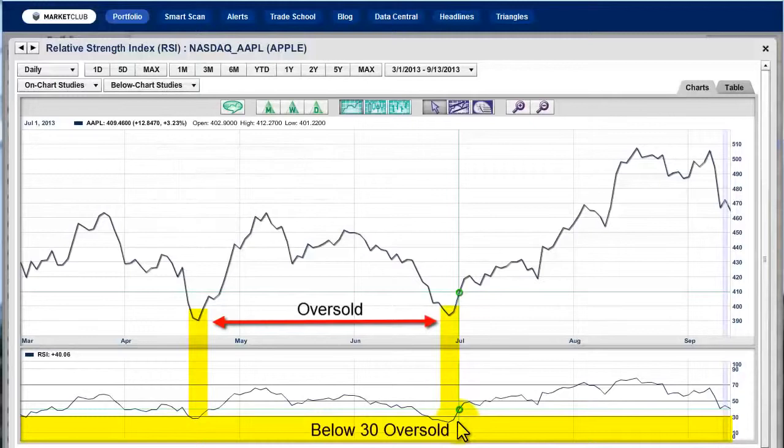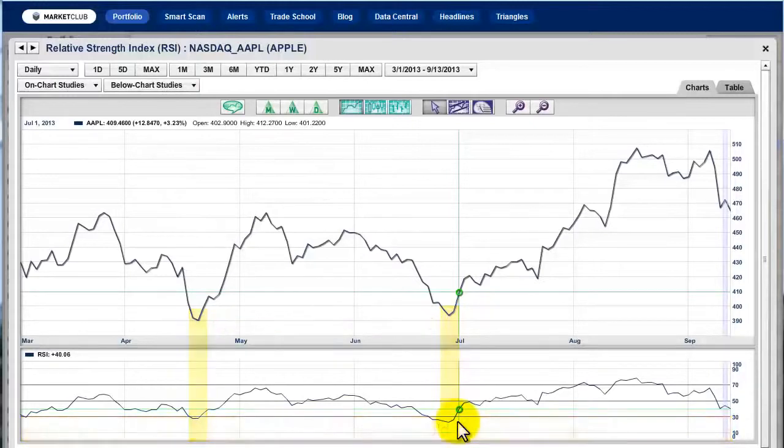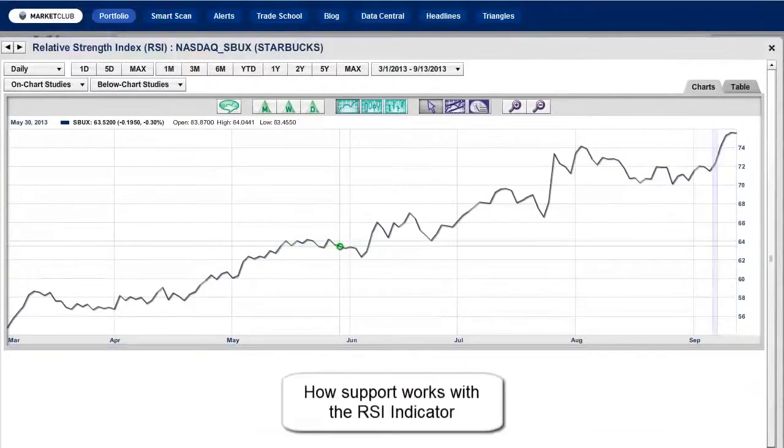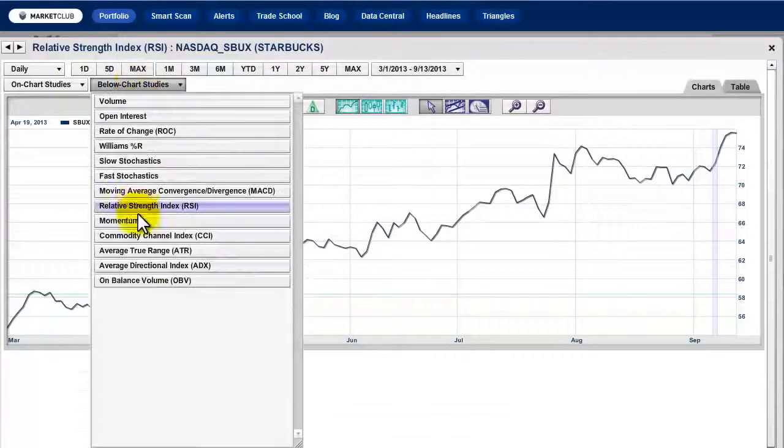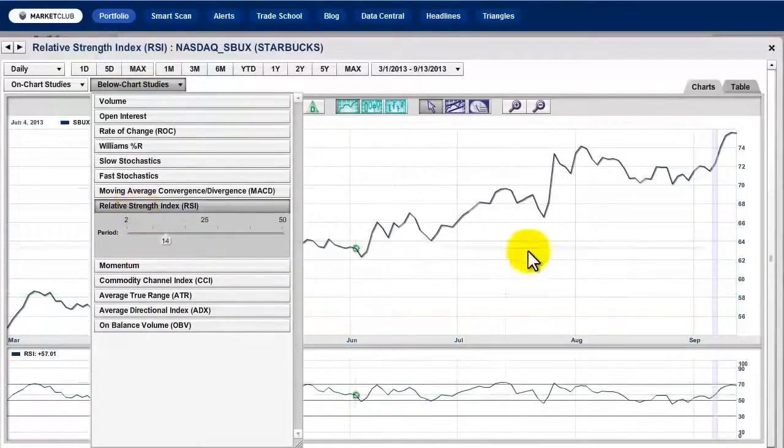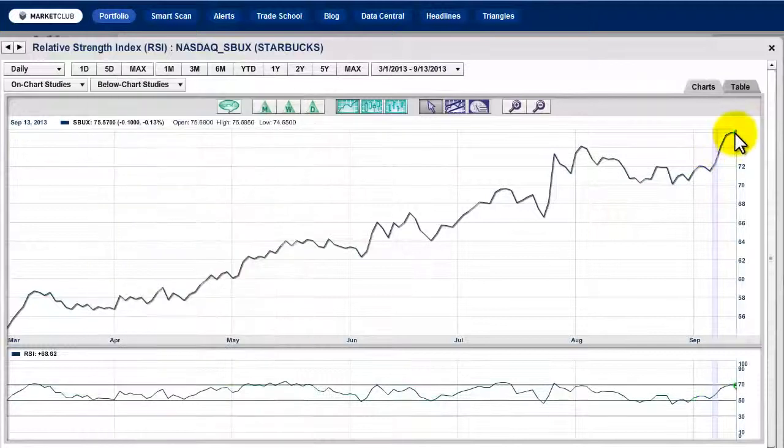So let's go on to find some support and resistance areas using the same techniques we talked about with the RSI. In this example of the RSI, I'm going to show you how support works using the RSI. So first things first, we have to put the indicator on the chart, and how we do that once again is to go to the below chart studies, click once, select the relative strength index, the RSI, click once, and then just click off the indicator, and there you have it.